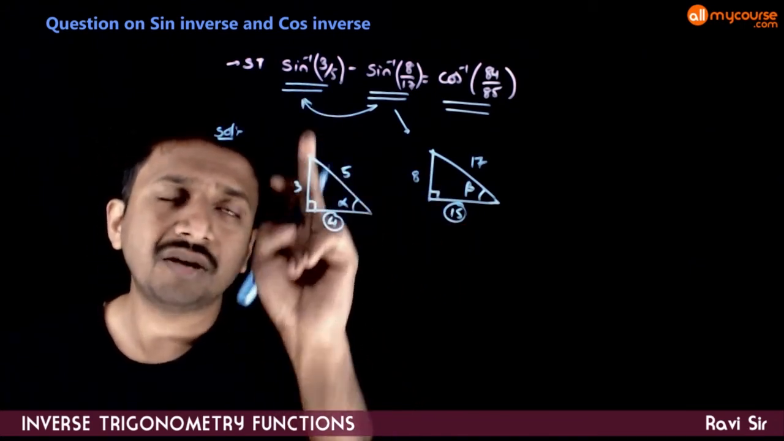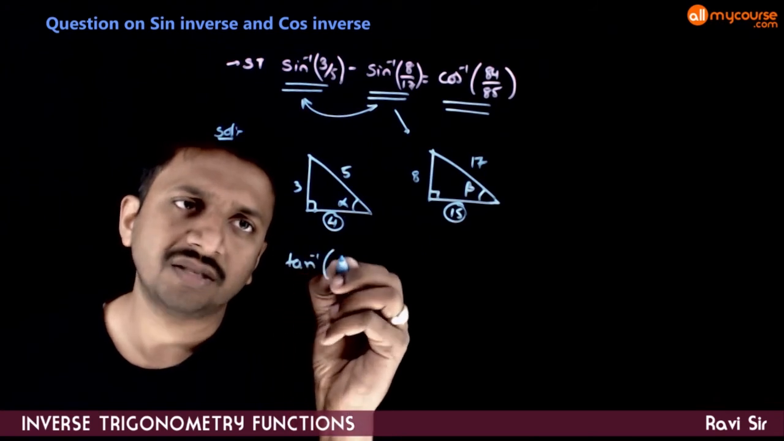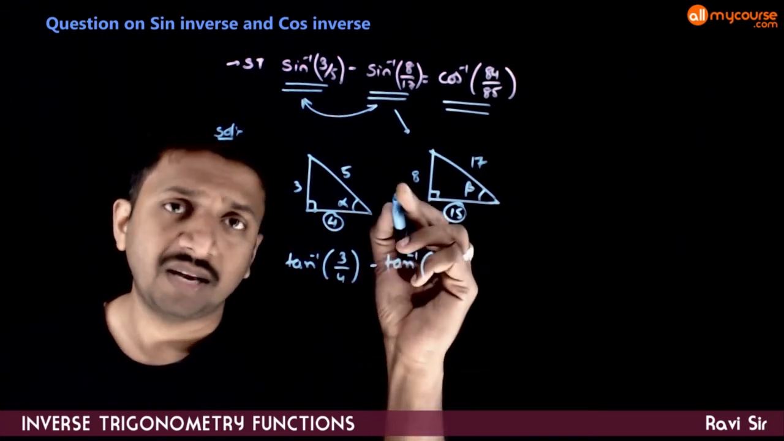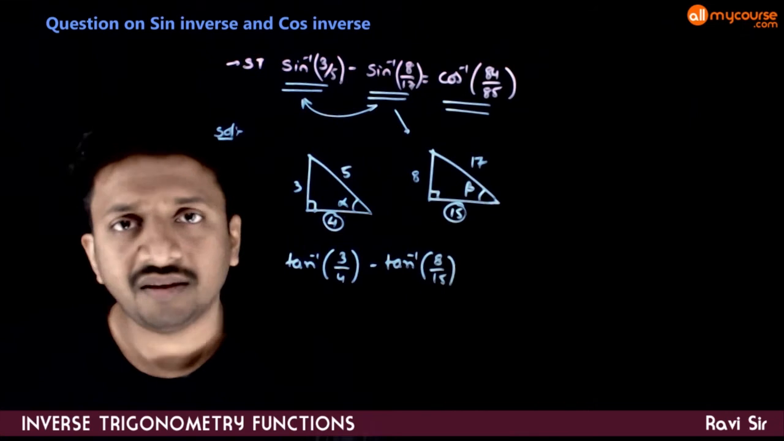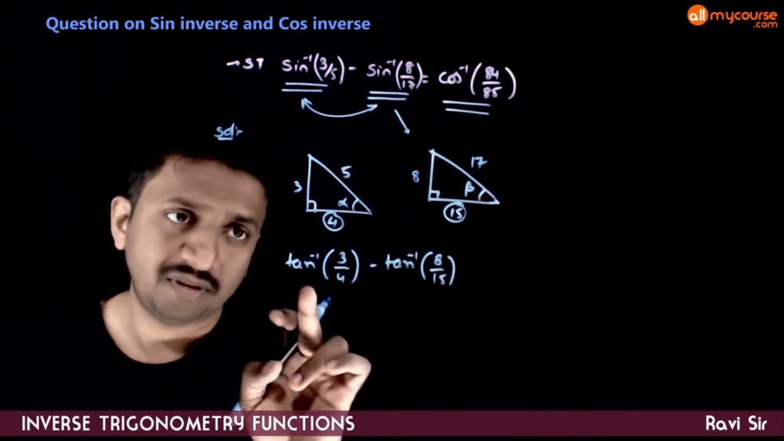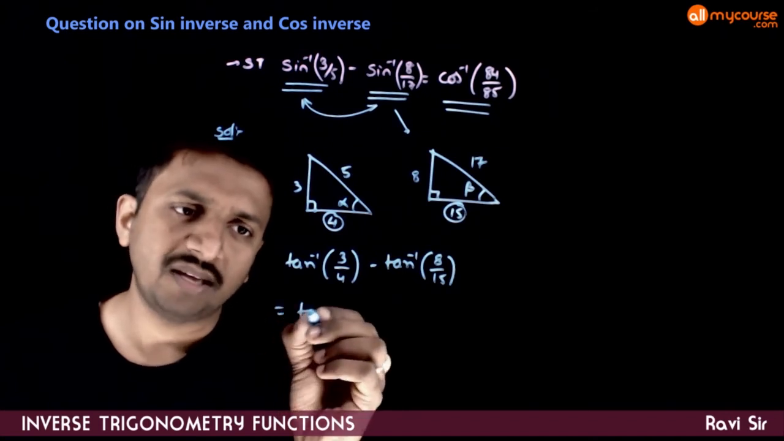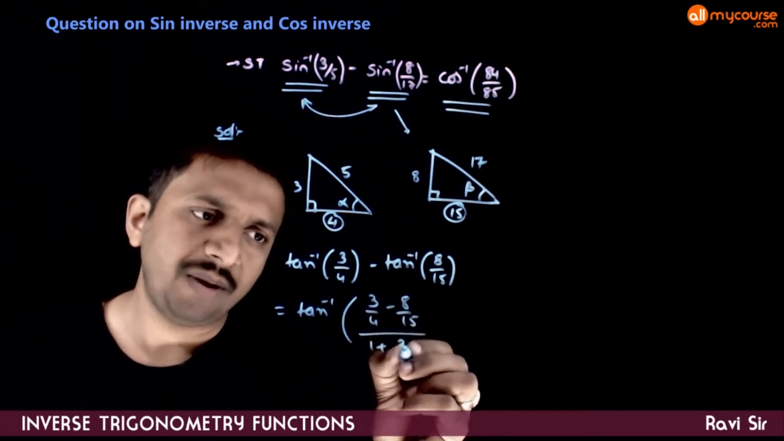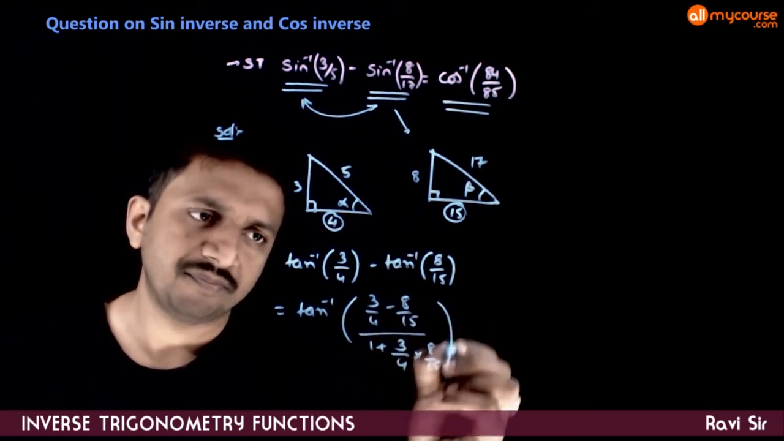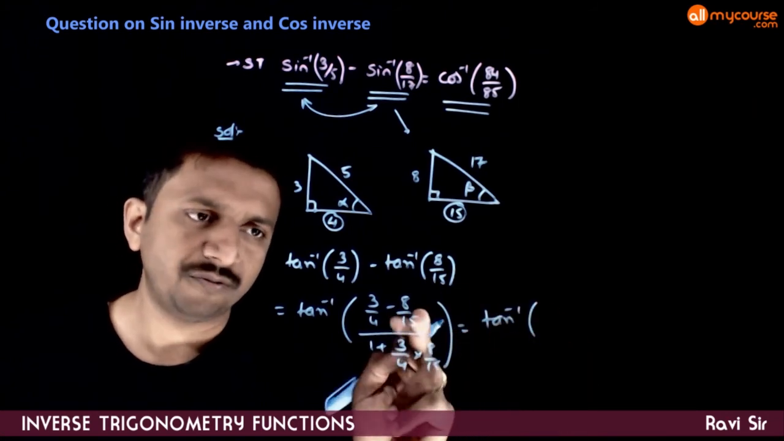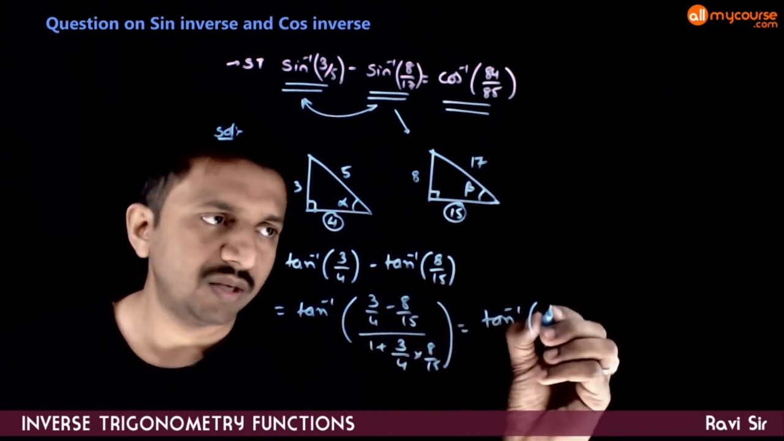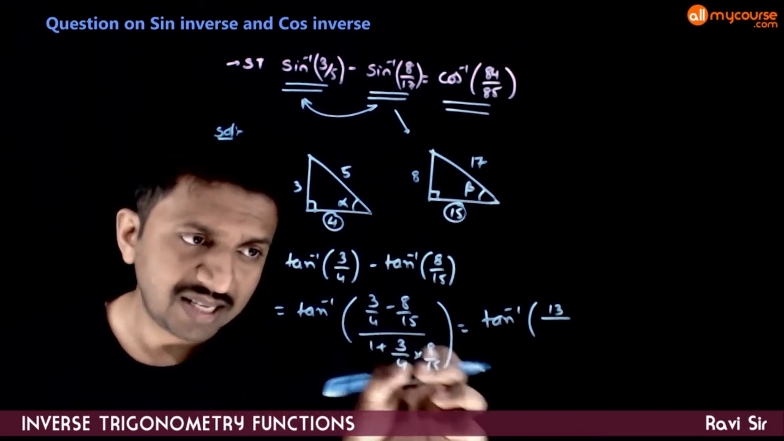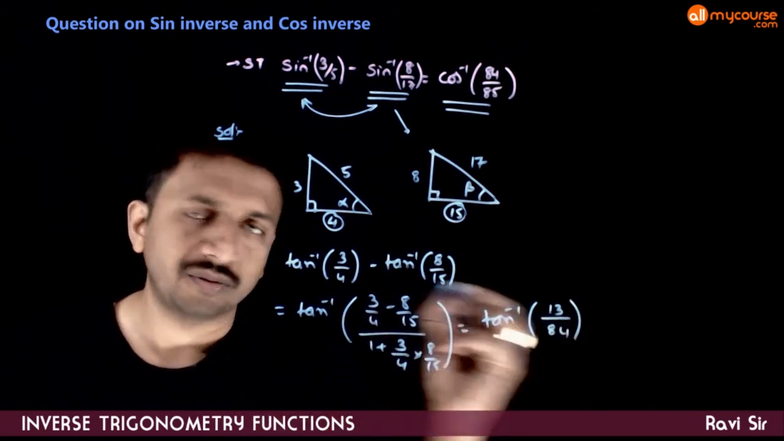Now, sine inverse of 3 by 5 can be written as tan inverse of 3 by 4. And sine inverse of 8 by 17 can be written as tan inverse of 8 by 15. Now, tan inverse x minus tan inverse y is equal to tan inverse of x minus y by 1 plus xy, which is equal to tan inverse of 45 minus 32 is 13 divided by, the LCMs will anyway get cancelled out, 60 plus 24 is 84.